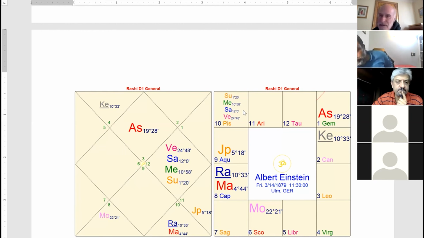What rules mathematics and physics? Anybody have an idea? Mercury and Rahu. No. Sun. Right? Now, what's good about this Sun? Just in terms of Pushkar Navamsha. It is in Pushkar Navamsha, but besides being in Pushkar Navamsha.